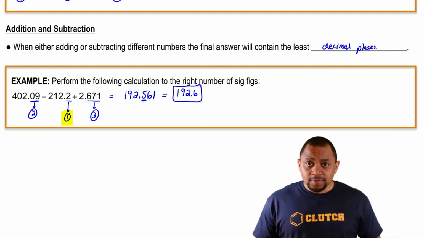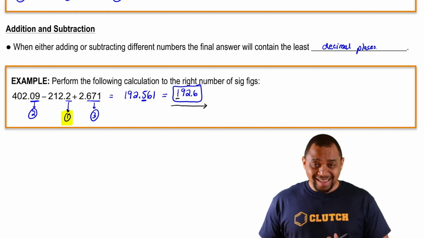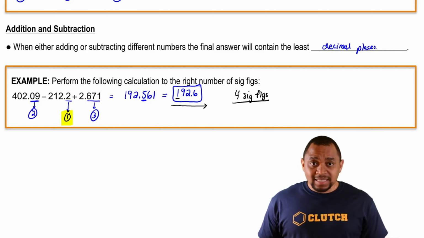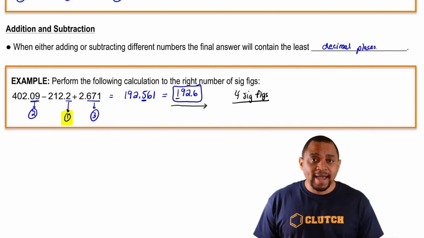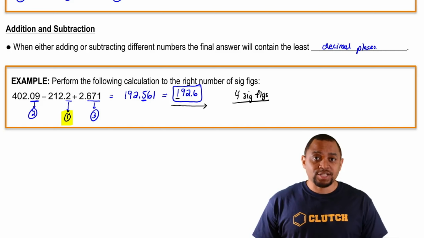And if you wanted to talk about the number of sig figs, you'd move from left to right. Our first non-zero number is this 1. And counting all the way through, we'd have 4 sig figs at the end. Okay. By following this least number of decimal places, it has a direct impact on the number of sig figs in our final answer. Up to this point, we've kept multiplication and division separate from addition and subtraction.